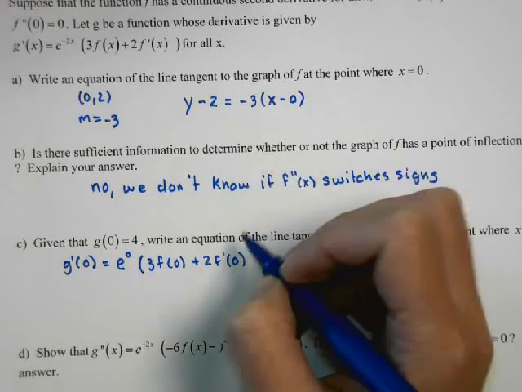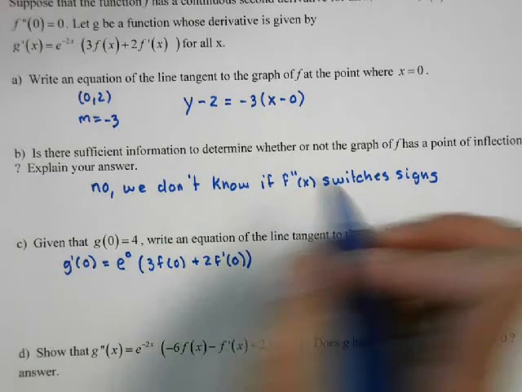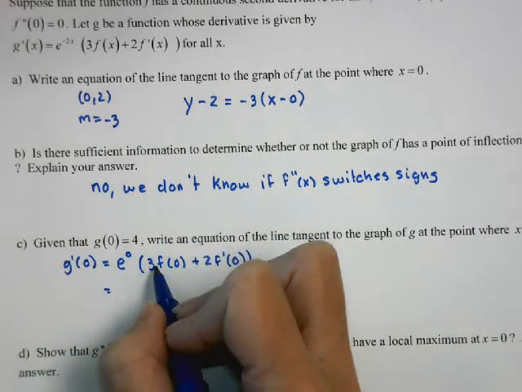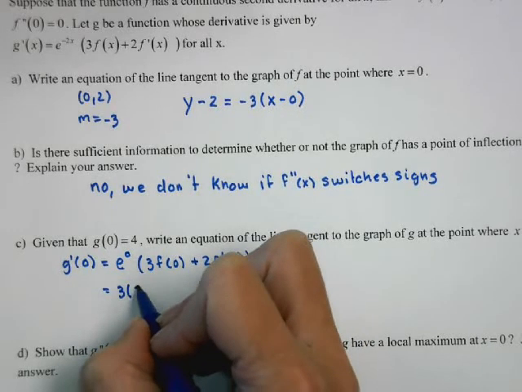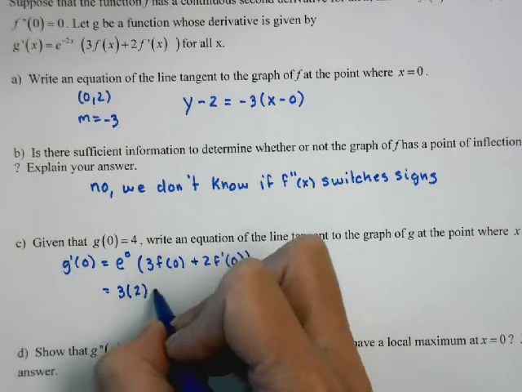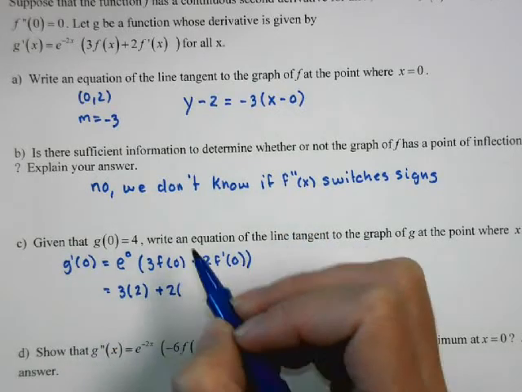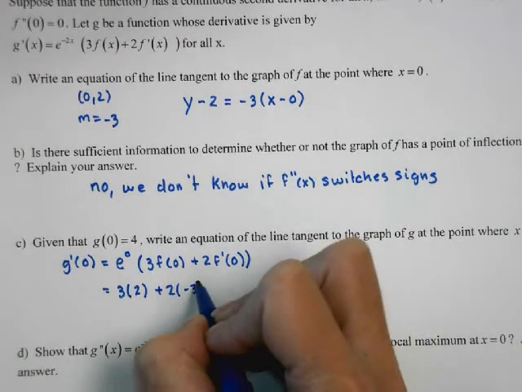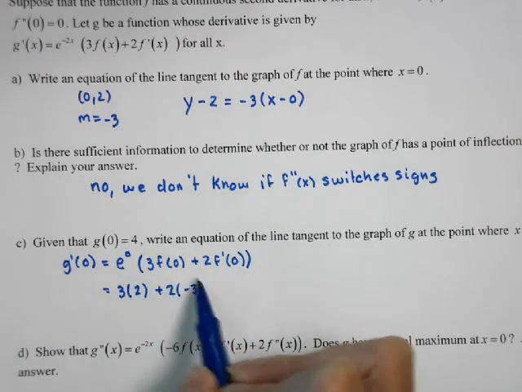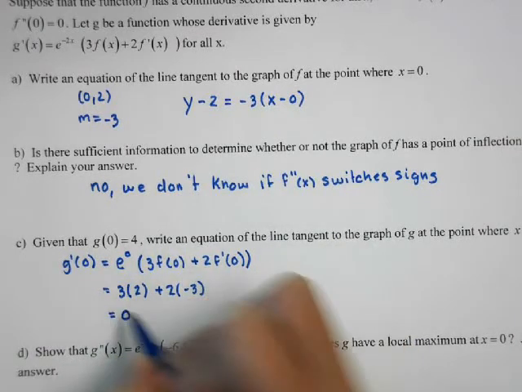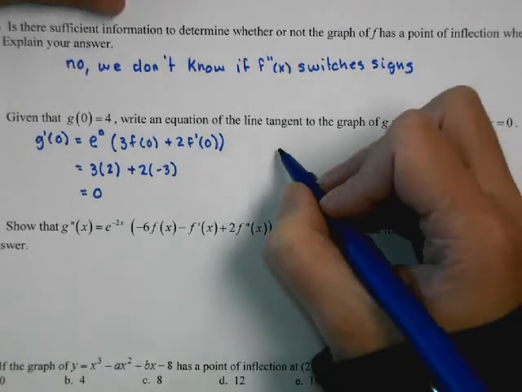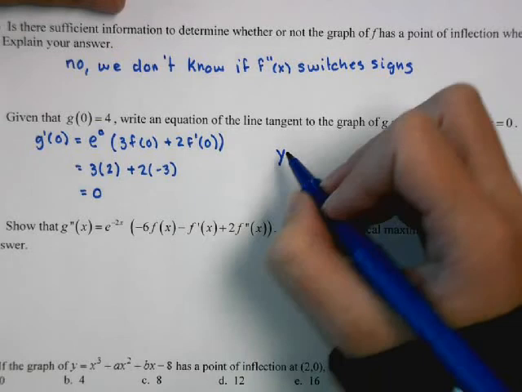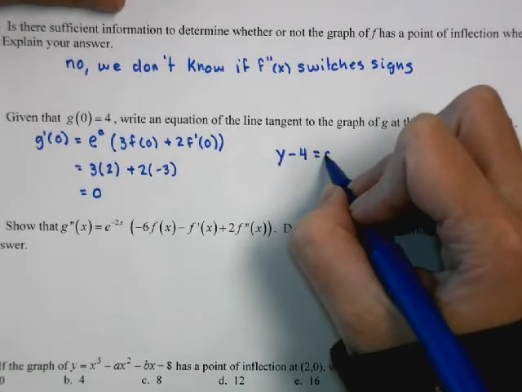So we're going to have 3 times f of 0, which from the beginning information is 2, plus 2 times f prime of 0, which was negative 3. So we have 6 minus 6. So our derivative here is 0. So for the equation of the tangent line, we're going to have y minus 4 equals 0 times (x minus 0), which is just going to be y equals 4, or you can leave it like that.